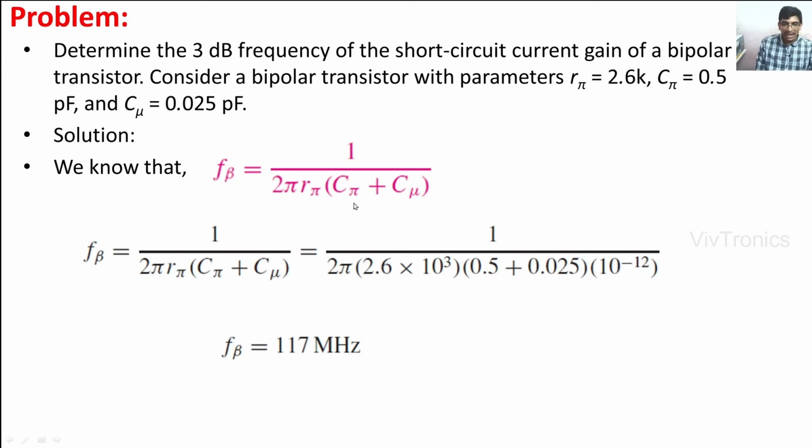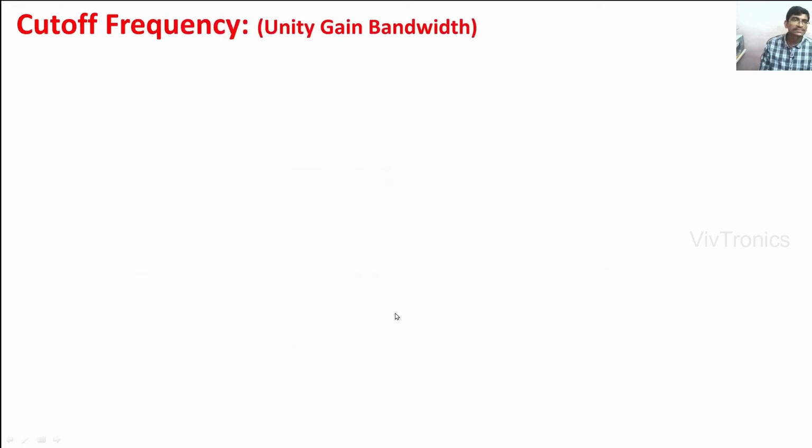Okay, so here I have substituted the value of R pi, which is 2.6 kilo ohms, C pi is 0.5 picofarads and C mu is 0.025 picofarads, with 10 power minus 12. Therefore, the beta corner frequency or beta cutoff frequency is equal to 117 megahertz.